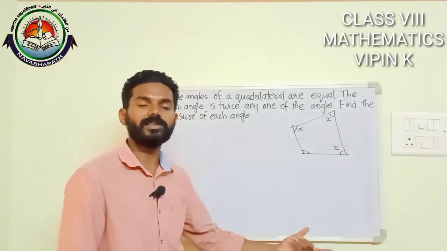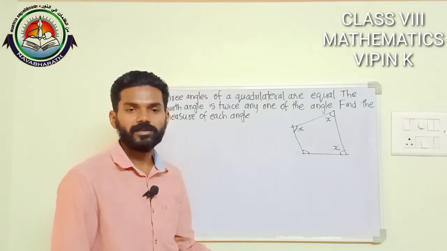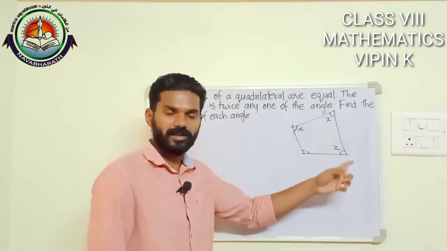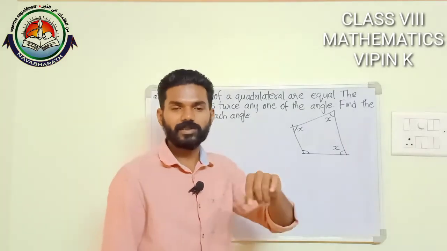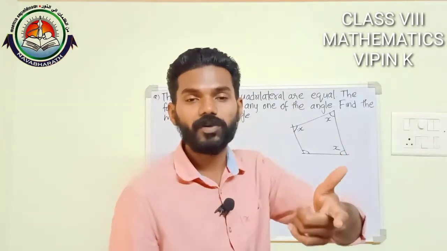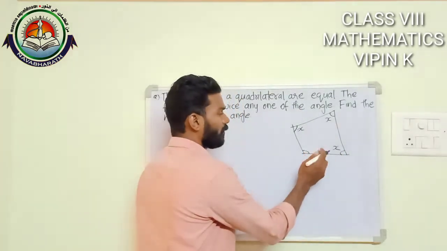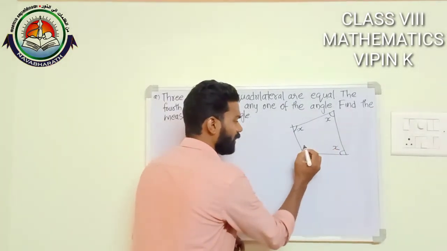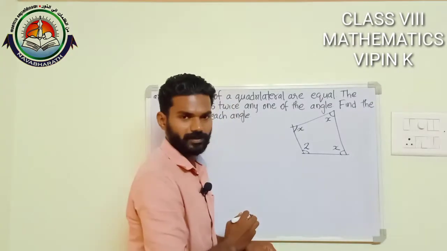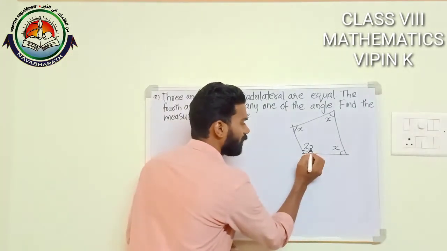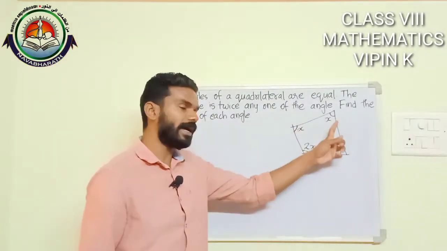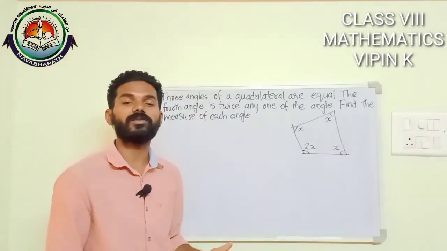What does it mean? If we are taking the first three angles as x, then its twice or its double would be the fourth angle. What is the double of x? Double of x means 2 into x. 2 into x can be simply written as 2x. So these are the four angles of this particular quadrilateral.